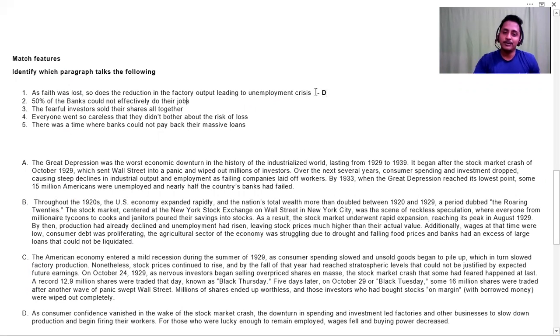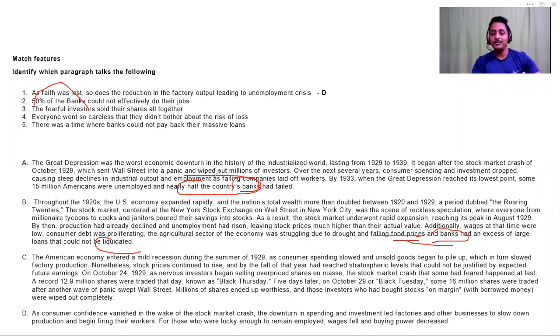50% of the banks could not effectively do their jobs. Answers, please. Dhruv, perfect. Pooja, correct. Abhinaya, correct. Charu, correct. Lakshya, correct. Vandana, correct. Sarita, Ganesh, all correct. Great. So banks, they've told here, failing to liquidate banks has been told here. No, Aparna. 50% of the banks has not been told here, no? Nearly half of the country's banks. So 50% comes to A. Getting it? So this would be A.